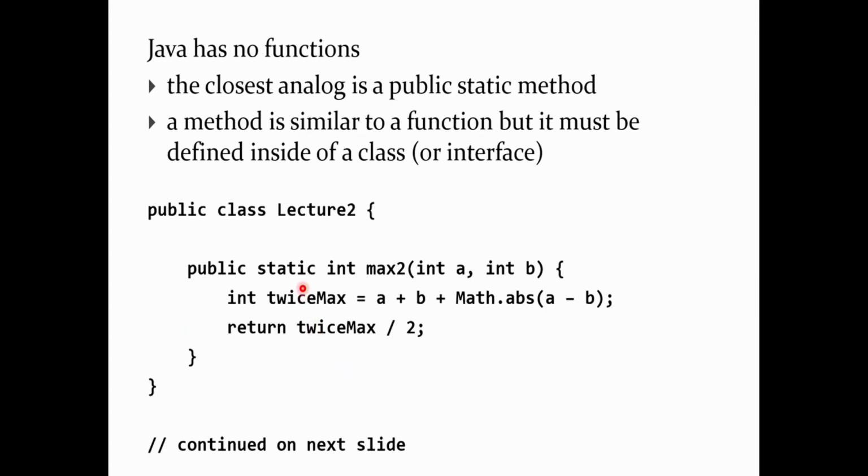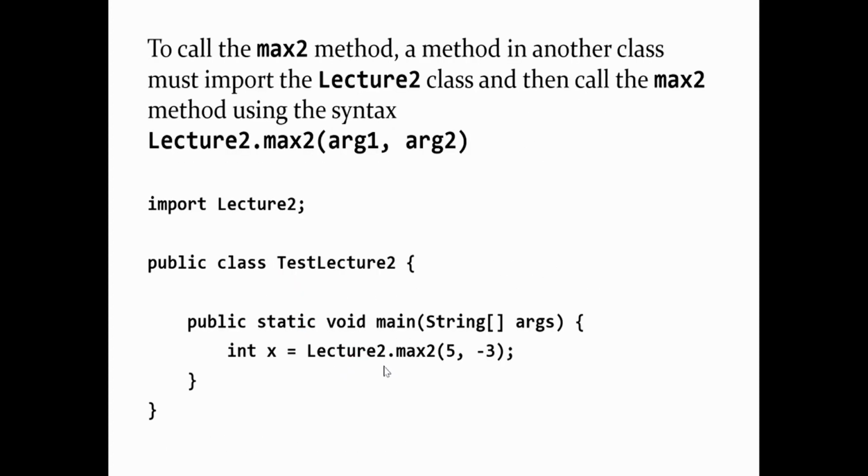So that's a static method in Java. Whenever you call a static method in Java, you always use the class name in front of the method name, right? And it's the class that defines the method. So it's lecture 2 dot here. It's not test lecture 2 dot here, right? Max2 is defined in lecture 2. So to call the method, I have to use the name lecture 2 dot.